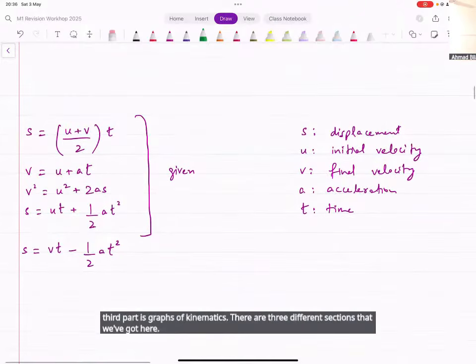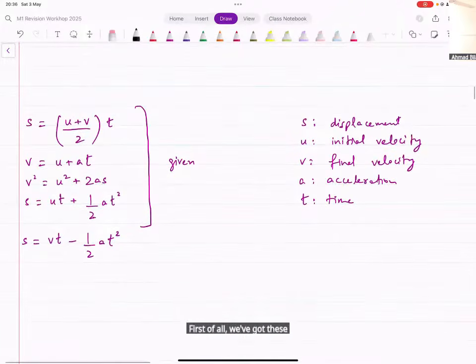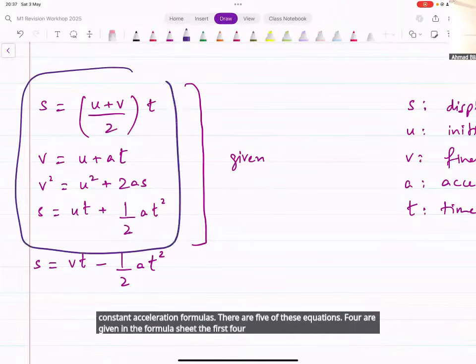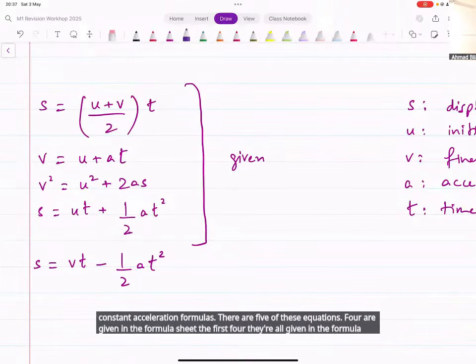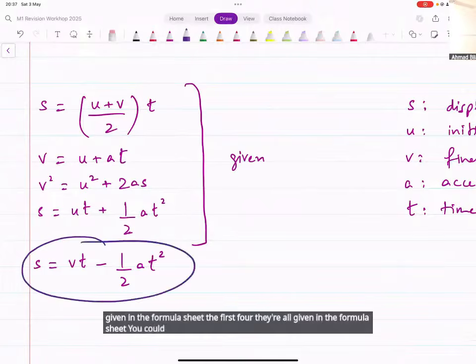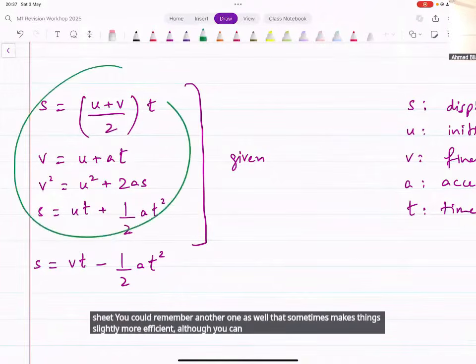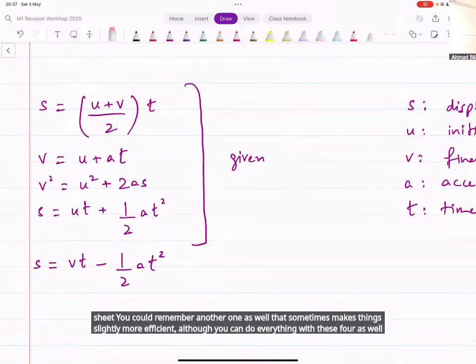First of all, we've got these constant acceleration formulas. There are 5 of these equations. 4 are given in the formula sheet. The first 4, they're all given in the formula sheet. You could remember another one as well that sometimes makes things slightly more efficient, although you can do everything with these 4 as well.